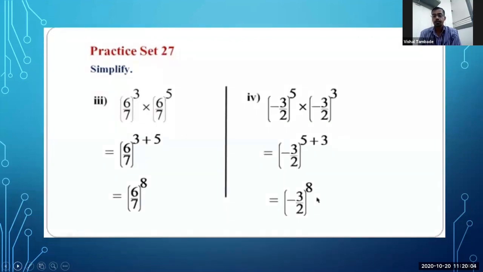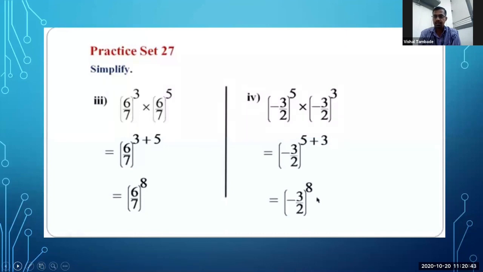Okay, third example. We solve using our law: 6 upon 7 raised to the power 3 multiplied by 6 upon 7 raised to the power 5. Our law says that if the base is the same, take it one time. Our base is 6 upon 7, take 6 upon 7 one time. Our law also says that if the base is the same and the power is different and the operation between them is multiplication, we have to add the power. The powers are 3 and 5. Now add 3 plus 5. Okay, it's 8.